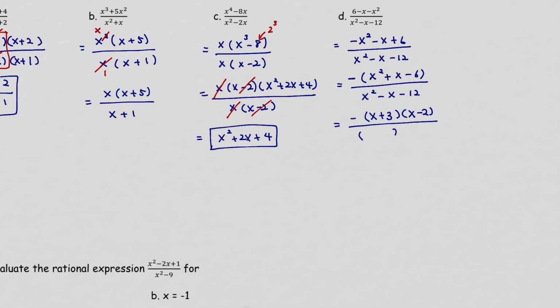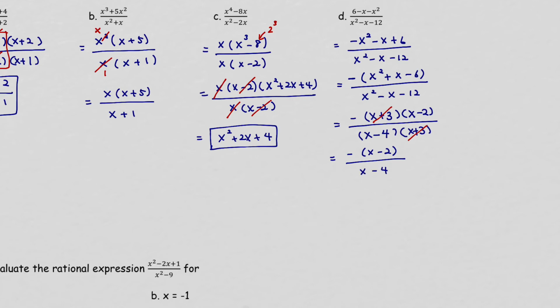This one, factoring trinomial again, x times x, different sign. One is negative, one is positive. It should be 4 times 3, and 4 should be negative. And it looks like you're going to have a common factor, x plus 3, x plus 3, right? So this gives you what's left over? Negative x minus 2 over x minus 4.